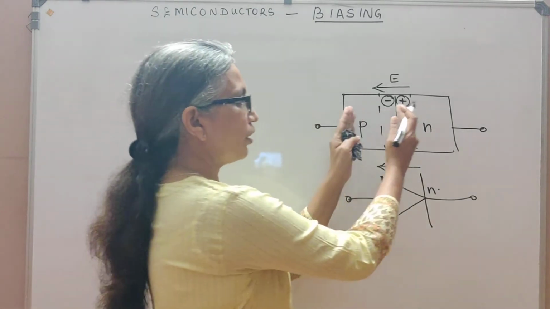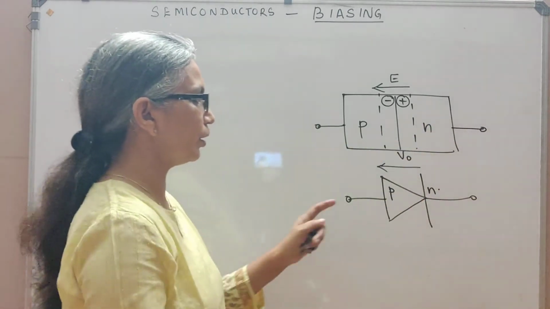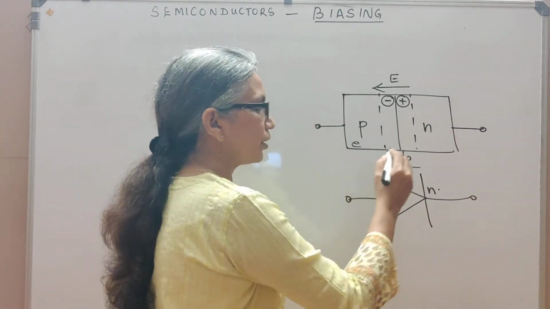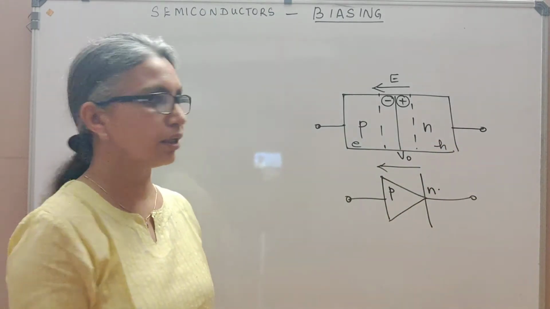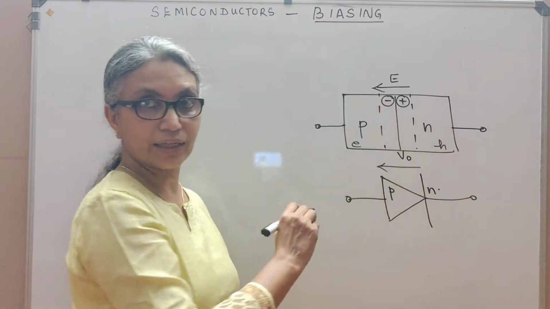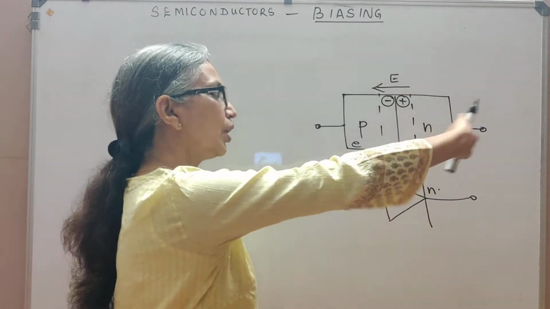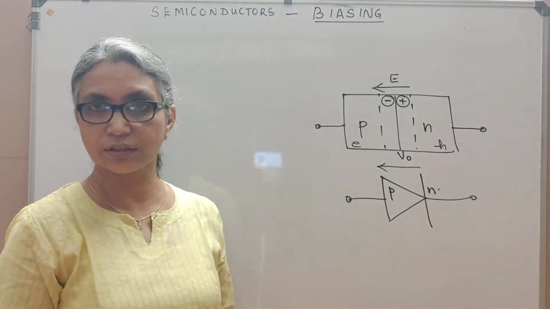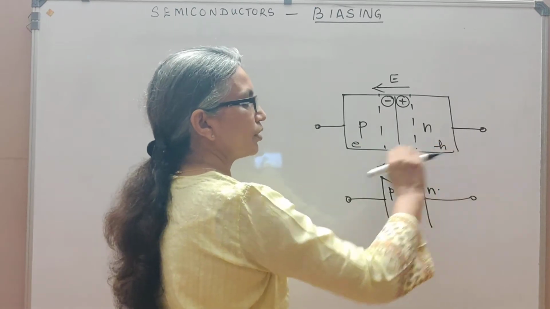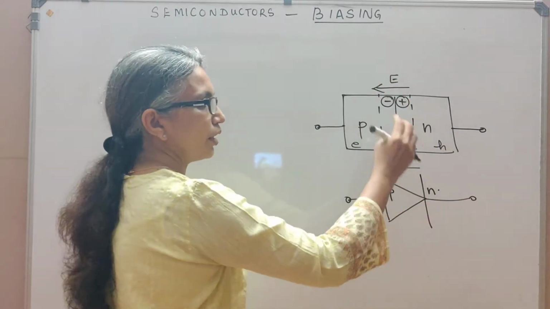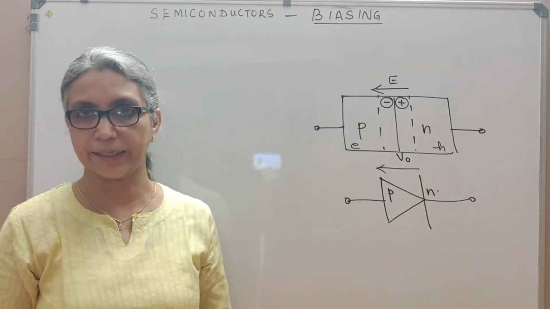That is, if you have a large electric field, then the minority carriers will cross, because your minority carriers are here, and the holes are the minority carriers on the N side. Because your electric field is in this direction, electrons will move opposite to the electric field. So it is the minority carriers that will cross the junction when there is a large electric field or when the potential barrier is high.